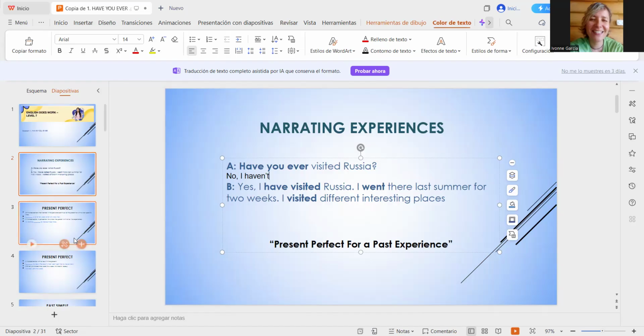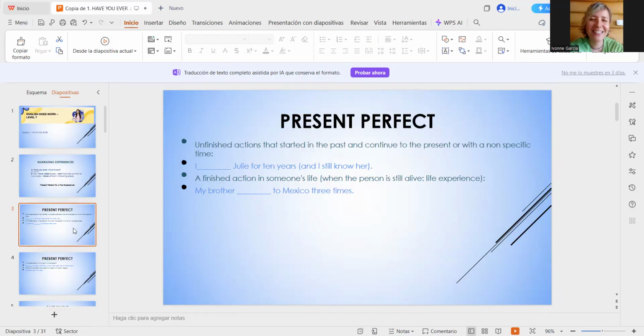Okay, so let's continue. Here we have unfinished actions that started in the past and continue to the present or with a non-specific time. So this is a use. These are uses of the present perfect. As I told you, we use the present perfect when we want to relate to the present.